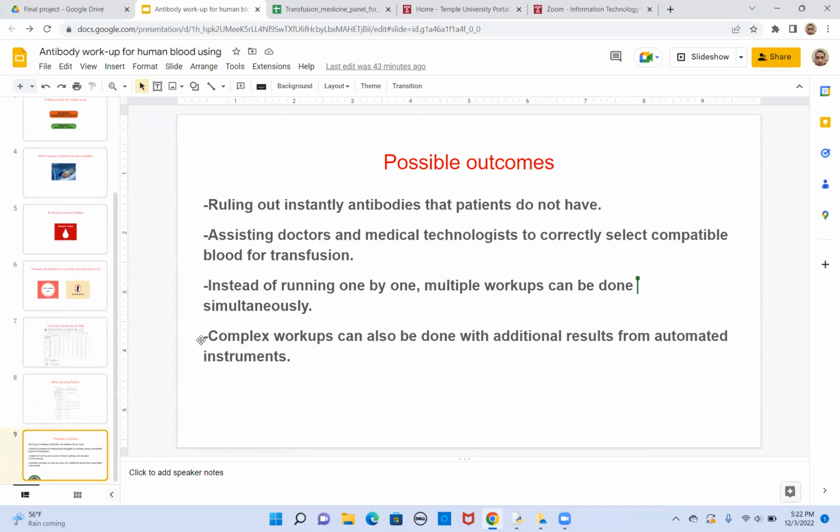Instead of running one by one, multiple workups can be done at the same time. And also complex workups can be done with additional results from automated instruments.